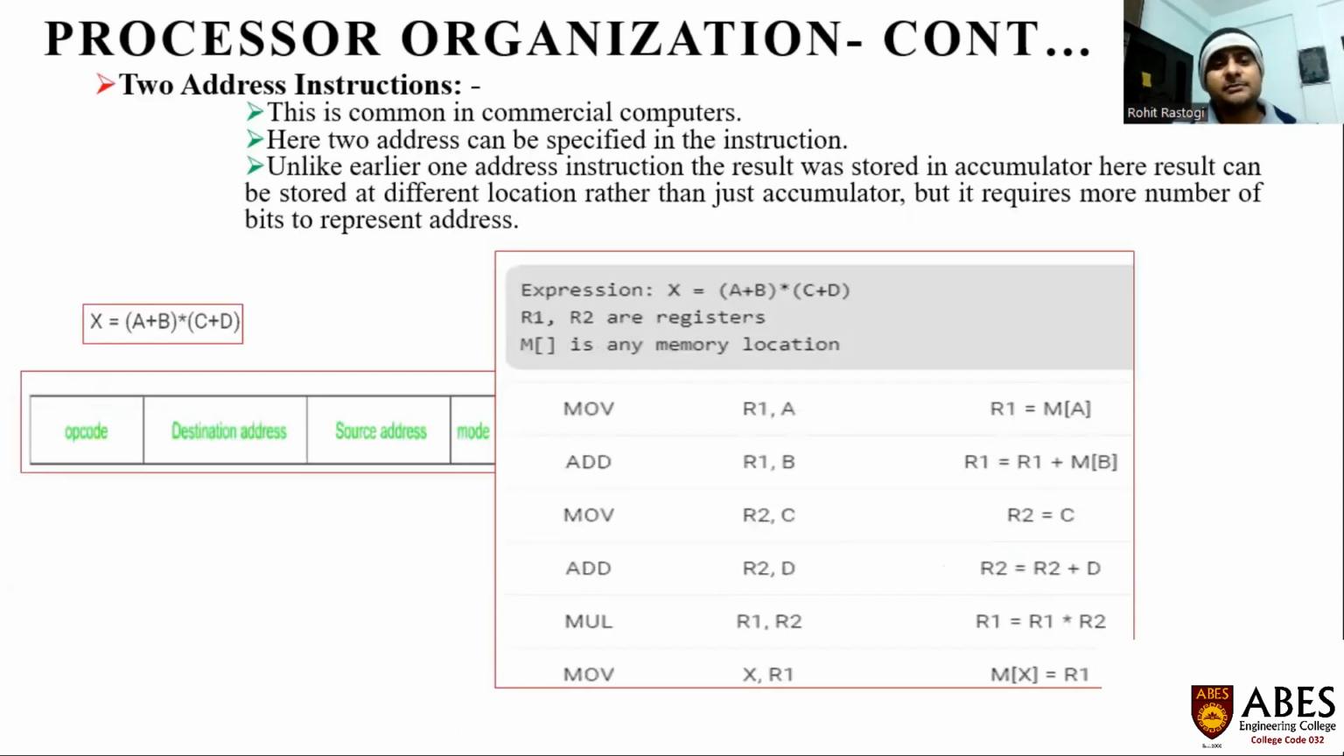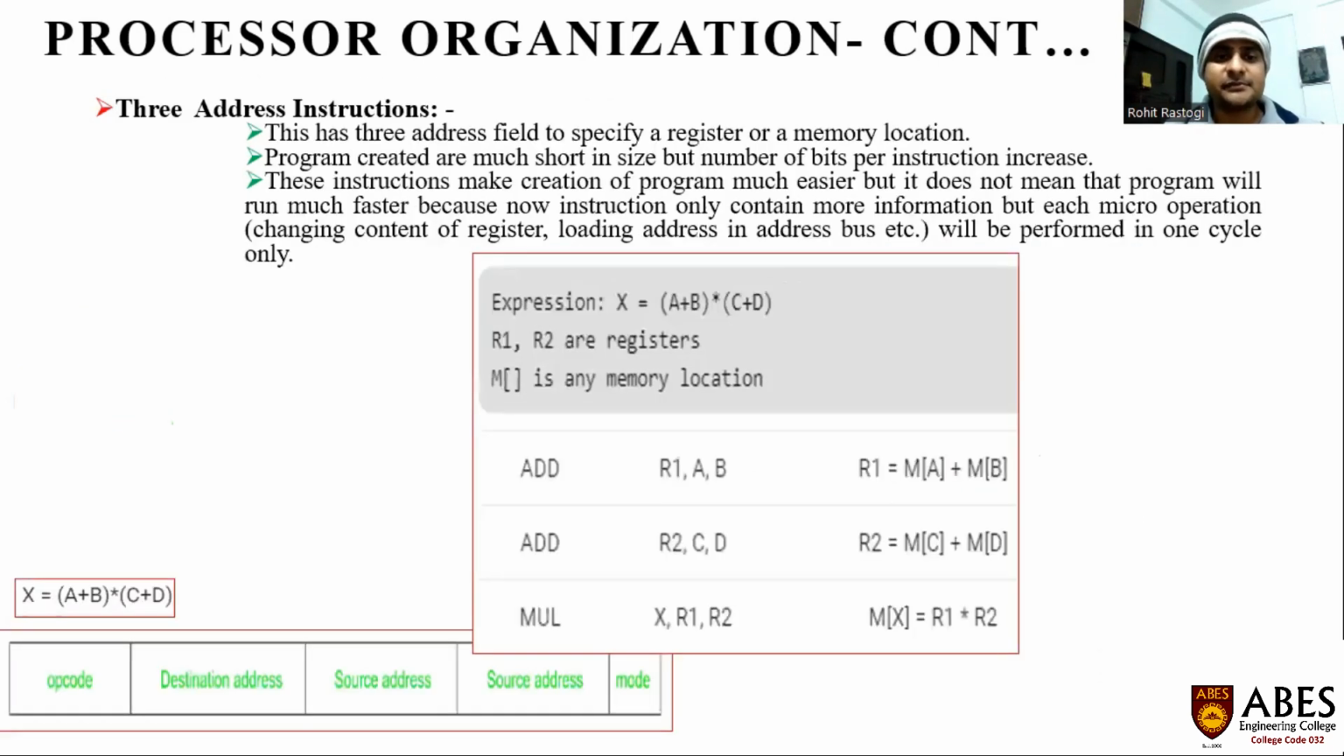Here we talk about the two address instruction, like Move R1, A. We can say that the content at the address location A is shifted to R1. Add R1, B: R1 and the content of address location B are added and shifted to R1. Similarly, we can interpret the other instructions. I'm sure you are clear about the two address instruction, where two operands are used.